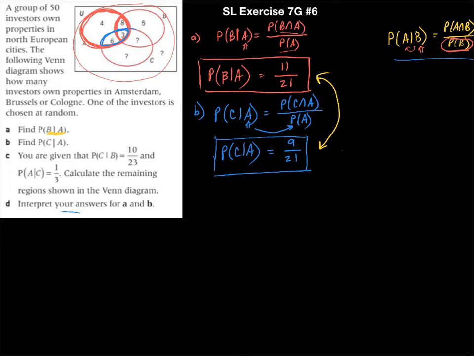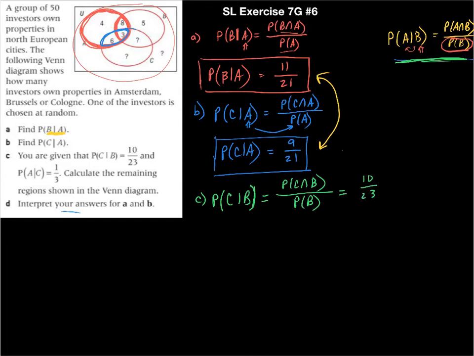You are given that P(C given B) is 10 over 23, and A given C is 1 over 3. So let's go with the 10 over 23 first. So the probability of C given B. Now, if I write that in terms of my formula up here, that would be the probability of C and B, given B, just like that. Okay, and that has to equal 10 over 23.